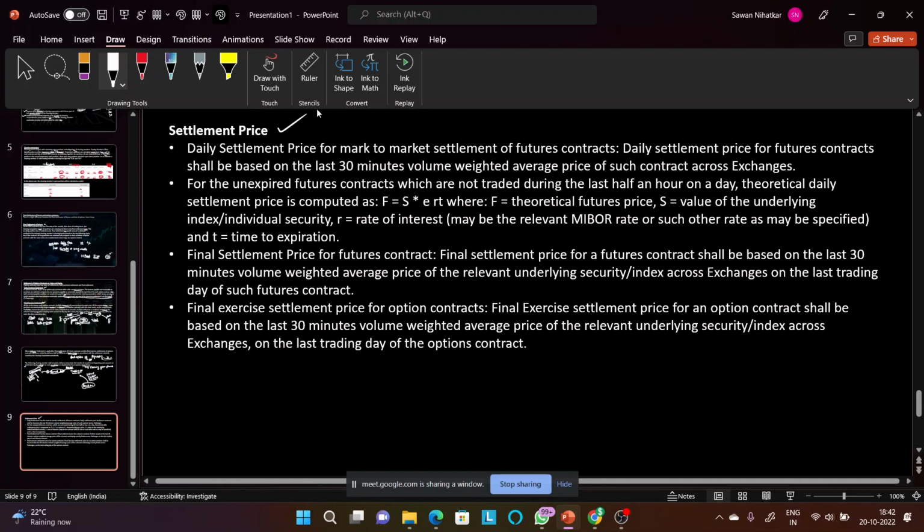So in that case what usually happens is the daily settlement price which is there for your mark to market futures is based on the last 30 minutes of volume weighted average price of such contracts across exchanges. Now what do you mean by volume weighted average price? ओके, सो लेट्स से एक पर्टिकुलर डे पे आवरली बेसिस पे मैं एक पर्टिकुलर स्टॉक का प्राइस लेता हूँ.